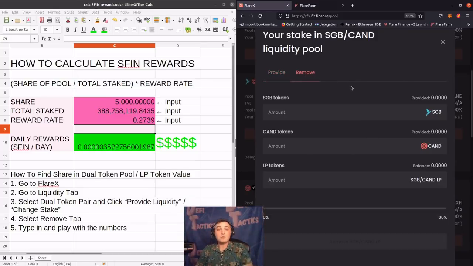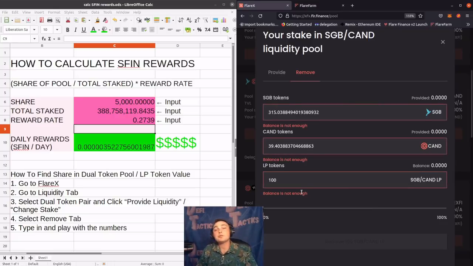And then from here, we type in numbers and we play around to figure out what works for us. Now remember, we're going to tie all this in to figuring out how we can maximize our SFIN rewards in the FlareFarm. So now we're in the Songbird Canary Dollar Liquidity Pool Remove Liquidity section. If we type in any amount of liquidity pool tokens that we're going to remove right here, let's say 100, it will show you how much Canary Dollar and Songbird tokens that 100 liquidity pool tokens make up.